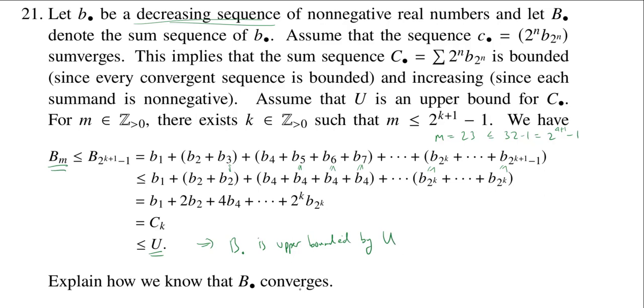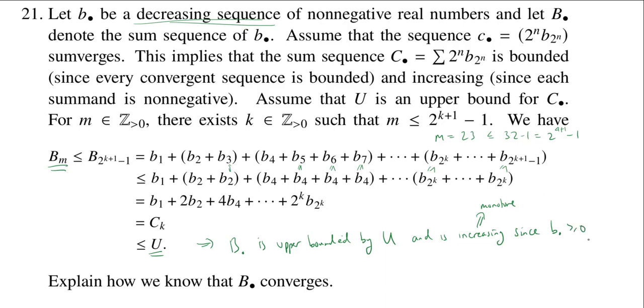Okay, and we want to know why B converges. Well, if it's upper bounded, and wait a second, it's increasing though, because look, it's a bunch of non-negative real numbers that you're adding together to get B. So B dot is increasing, which means it's monotone, since B dot is greater than or equal to 0.